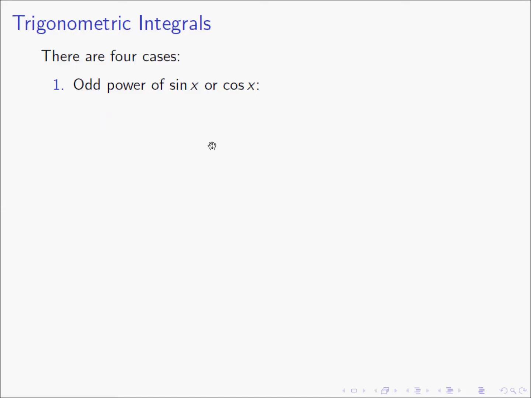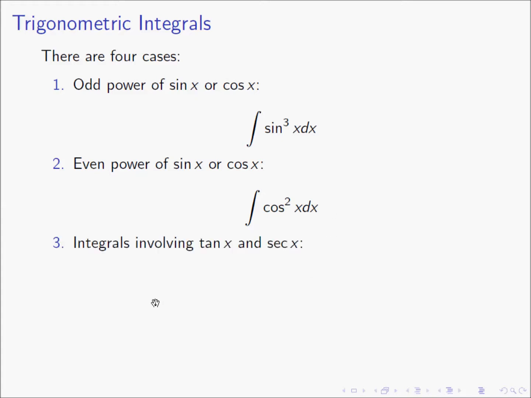The first case is when you have an integral of an odd power of the function sine of x or the function cosine of x. For example, the integral of sine cubed of x dx. The second case is when you have an even power of one of these functions. For example, the integral of cosine squared of x dx. The third case is when in your integral you have the functions tangent of x and secant of x. For example, the integral of tangent cubed of x dx.